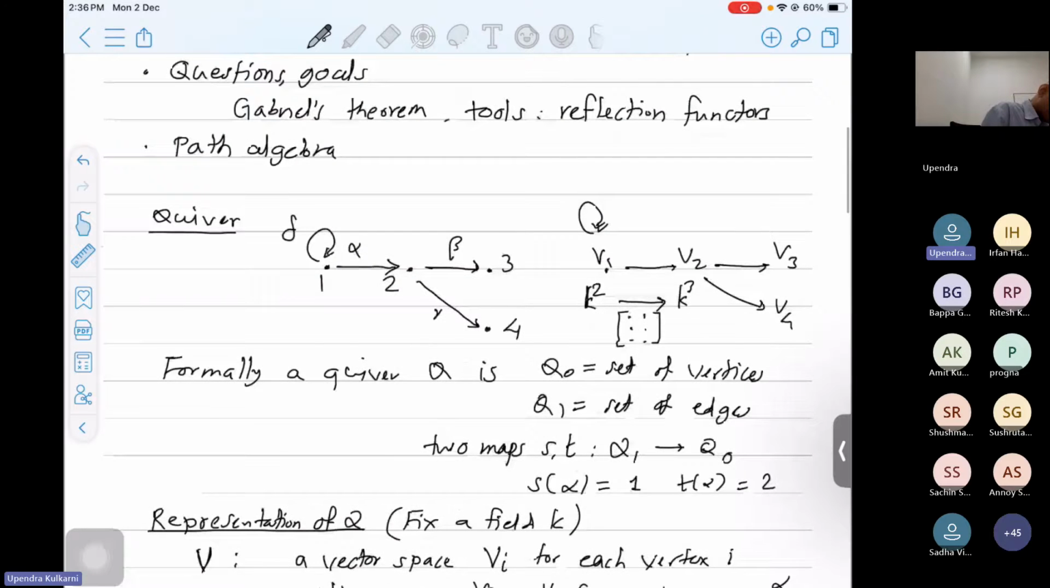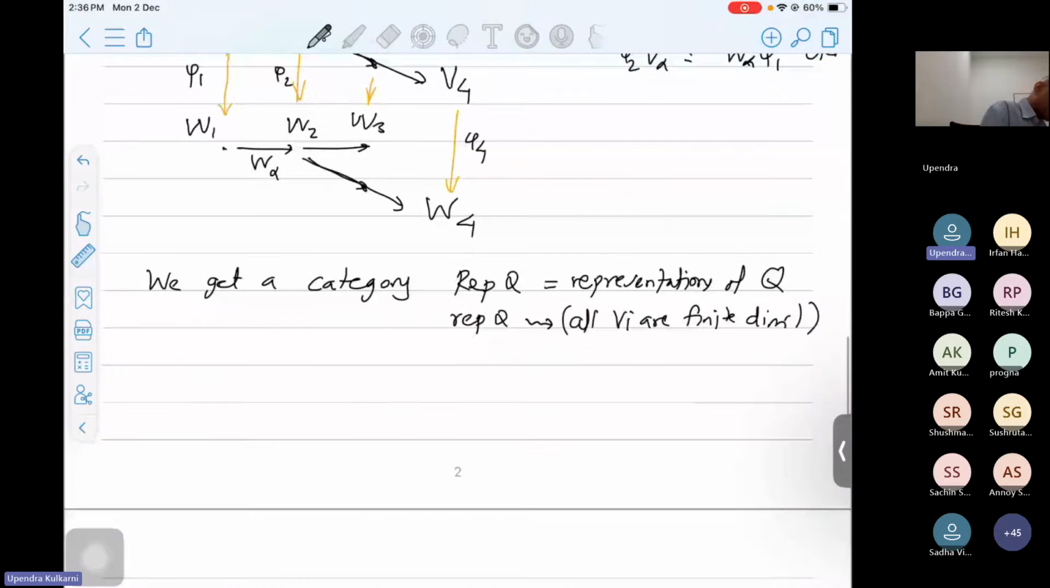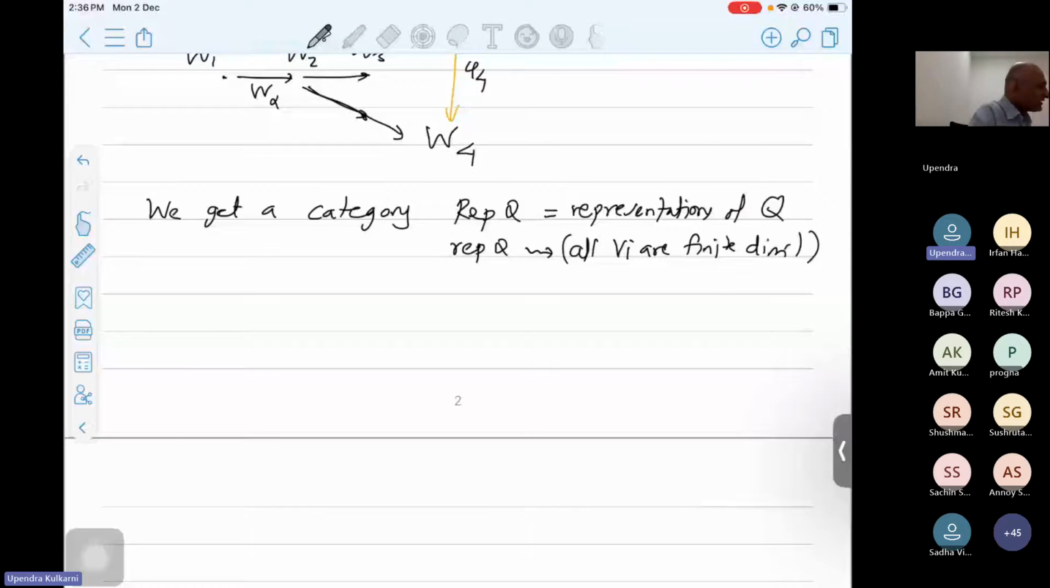One thing which I forgot to say is that a quiver is a directed graph which for us will always be finite. And therefore, when I say that all the Vi are finite dimensional, it really is the same thing as saying that taken together also their direct sum, which I can sort of think of as an ambient space for the entire quiver representation, is finite dimensional. Right? So this is what the category of representations of a fixed quiver is.